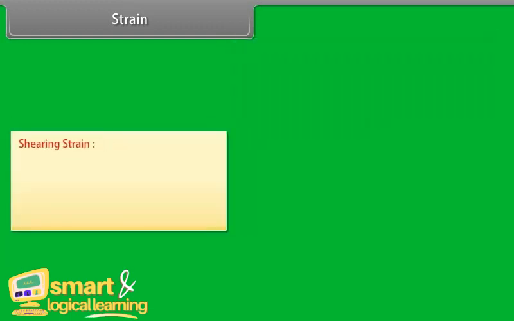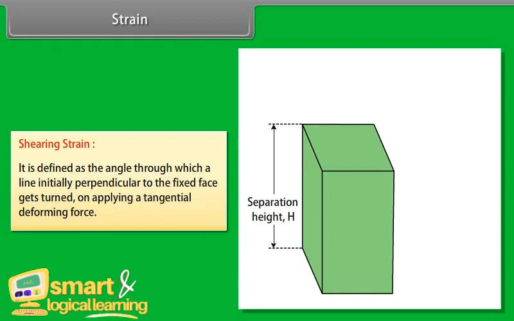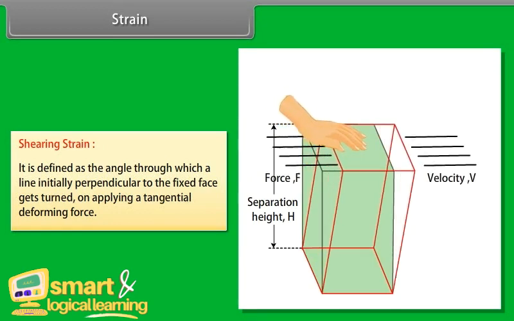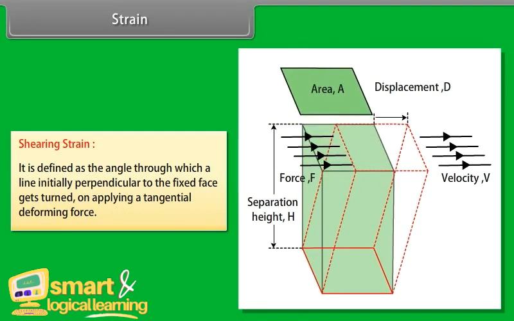Shearing strain. It is defined as the angle through which a line initially perpendicular to the fixed face gets turned on applying a tangential deforming force.